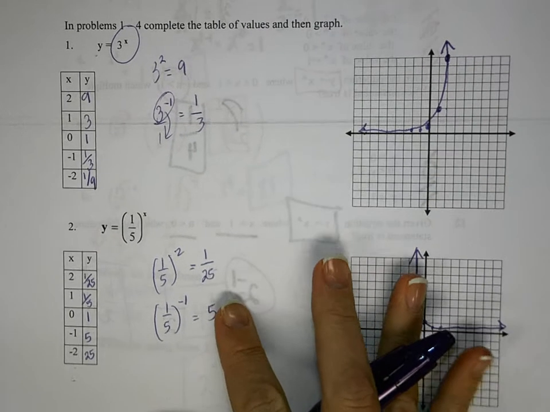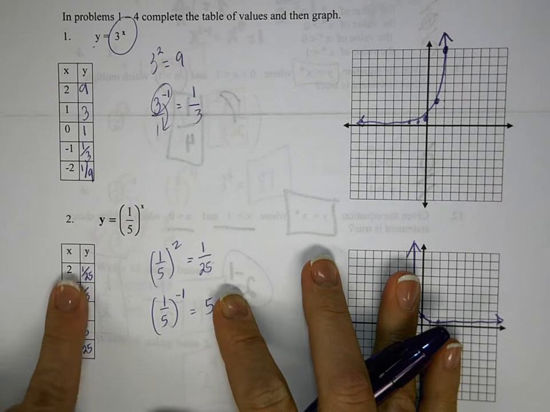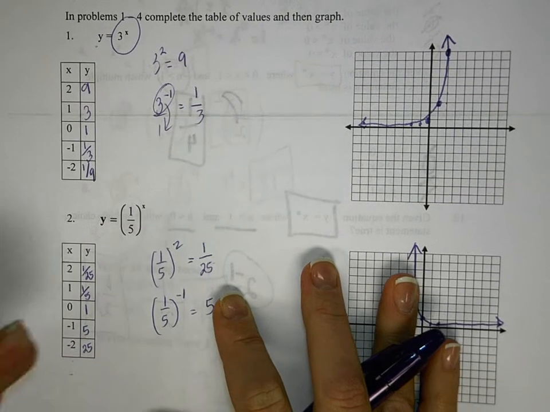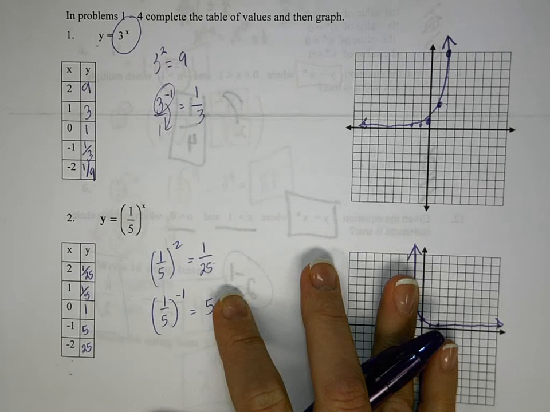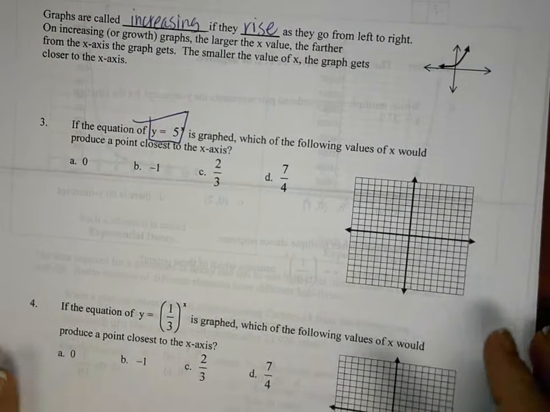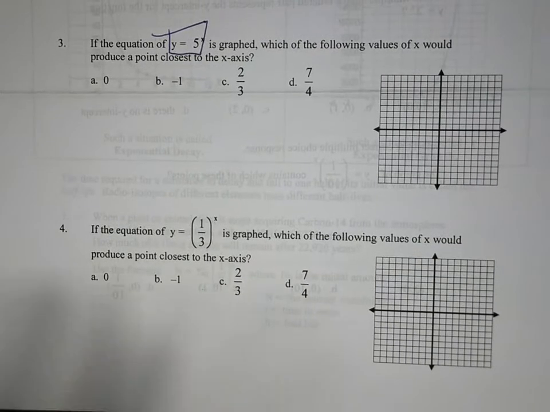-1, yeah. So it's going to get even closer the larger the negative number is. Okay? So basically, the smallest the number is, dealing with negatives, the closer it will be to the x-axis. So looking at this, on number 3, without even doing anything, what do you think your answer is going to be? B. B is correct.